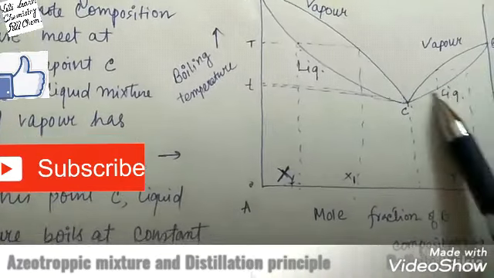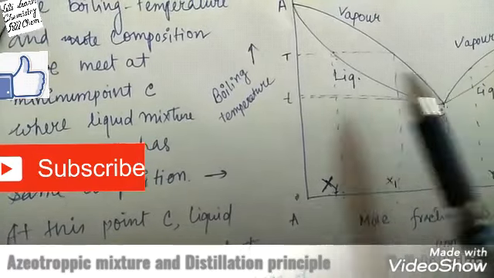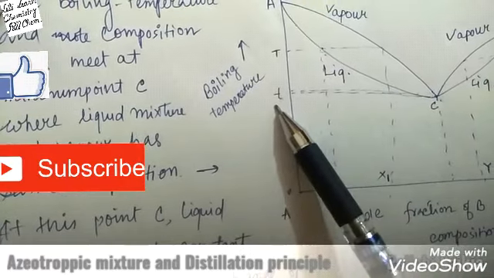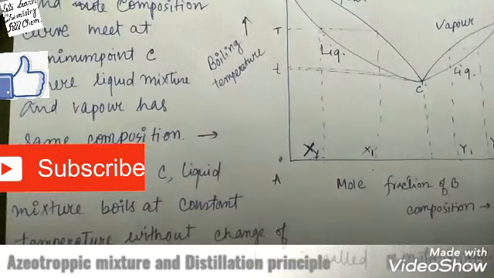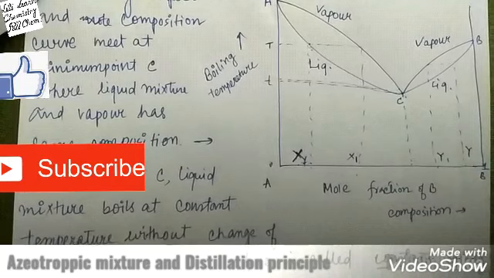So this type of mixture, where there is a minimum point, where the curves meet at the minimum point, where the liquid mixture and the vapor phase have the same composition and it boils at constant temperature t, this type of mixture is called an azeotropic mixture. So that's all for today.